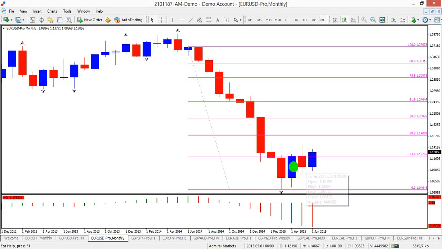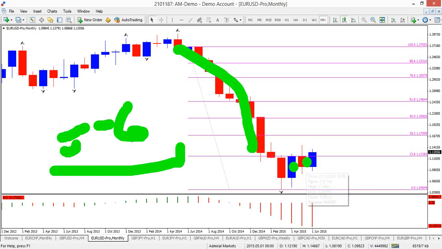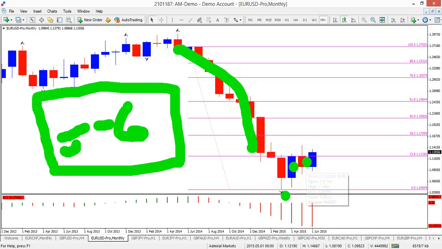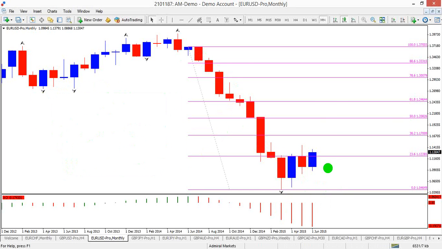Now we had 2 months. So I'm expecting this downtrend to continue within 5 to 6 candles. That means within 5 to 6 months. Otherwise, this downside momentum is over. That means, in my opinion, what is the 5th to 6th candle?